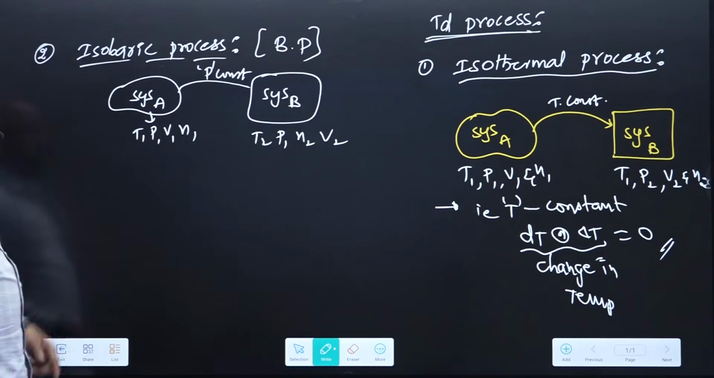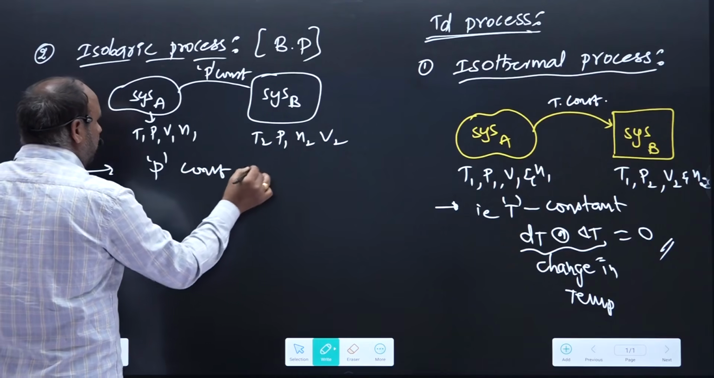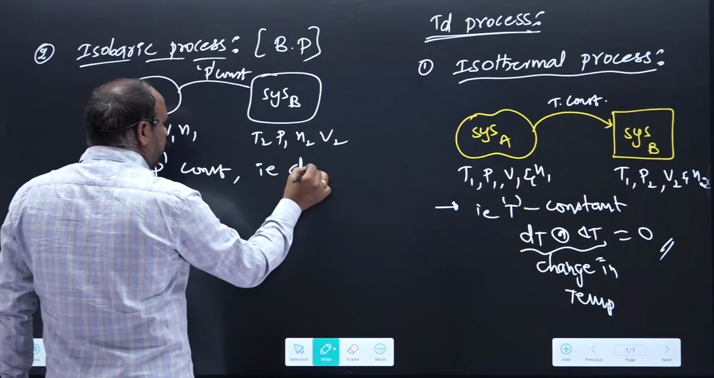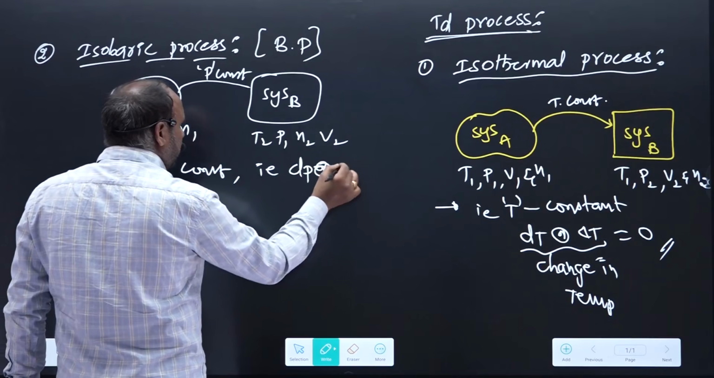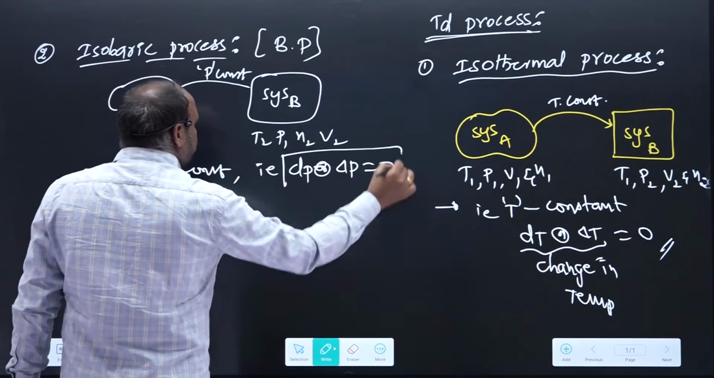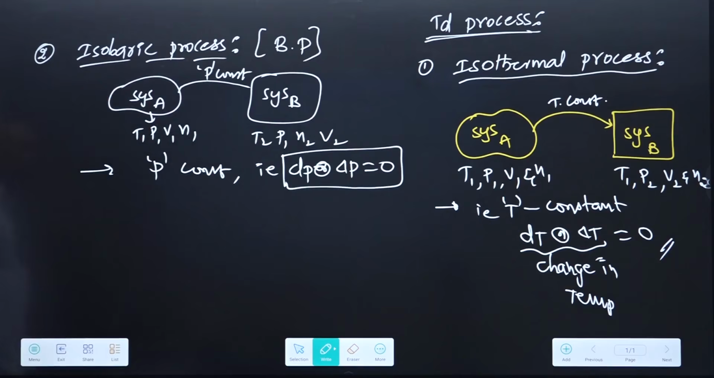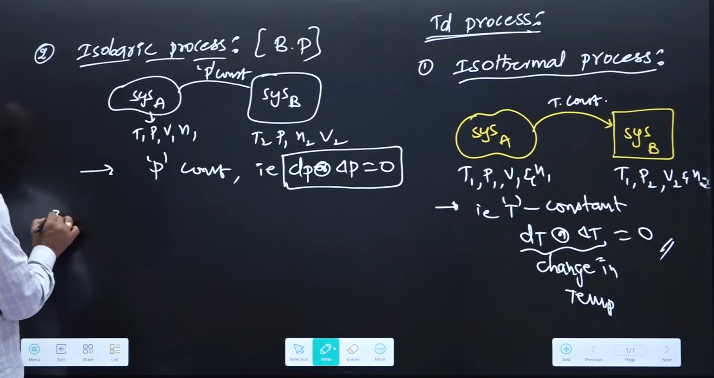So what are the conditions? Pressure remains constant, that is, the change in pressure dP or delta P is equal to 0. This we have to remember: isobaric process means dP is 0.